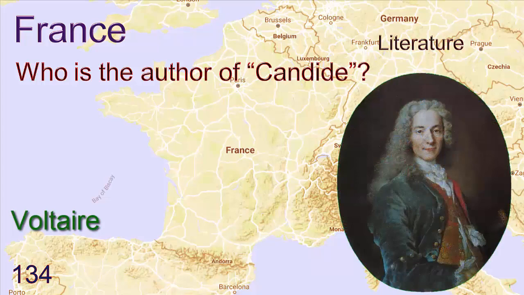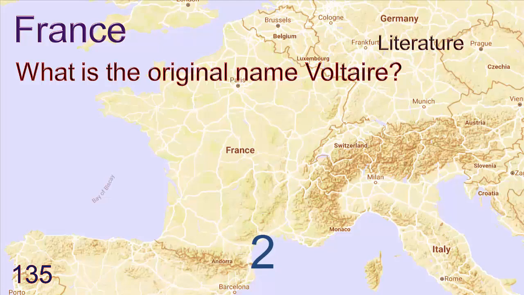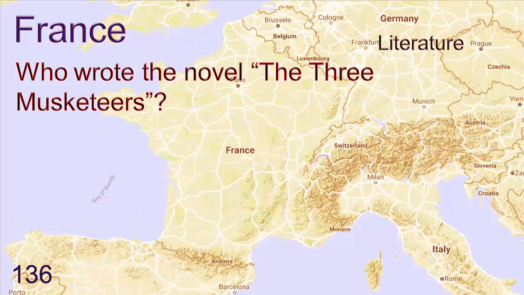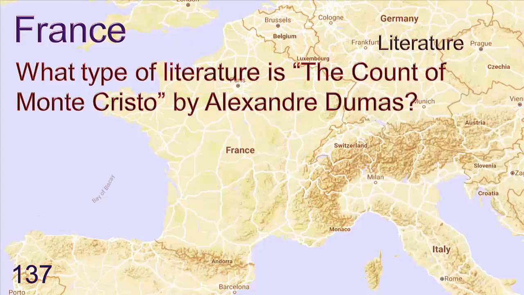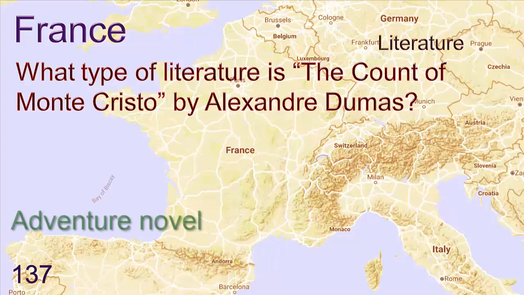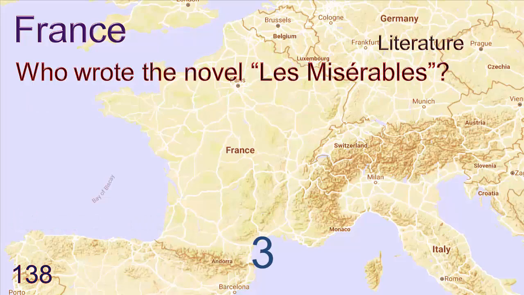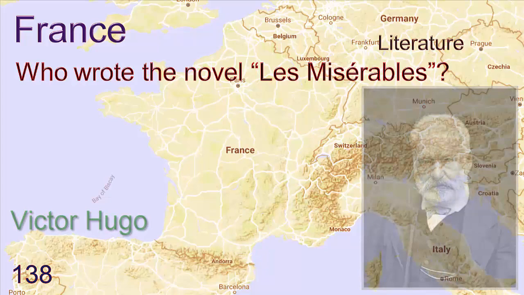Who is the author of Candide? Voltaire. What is the original name of Voltaire? François Marie Arouet. Who wrote the novel The Three Musketeers? Alexandre Dumas. What type of literature is The Count of Monte Cristo by Alexandre Dumas? Answer is adventure novel. Who wrote the novel Les Miserables? Victor Hugo.